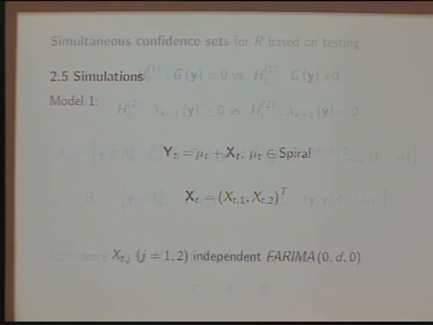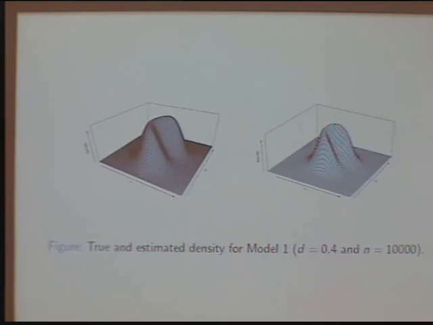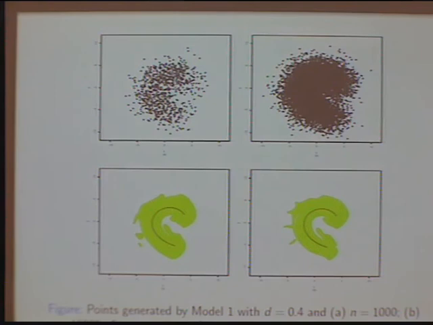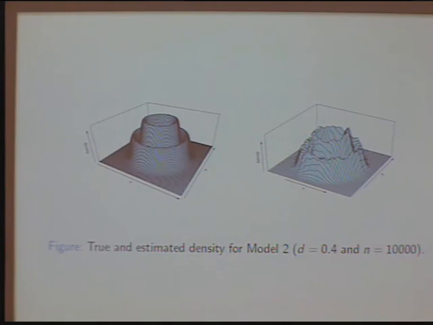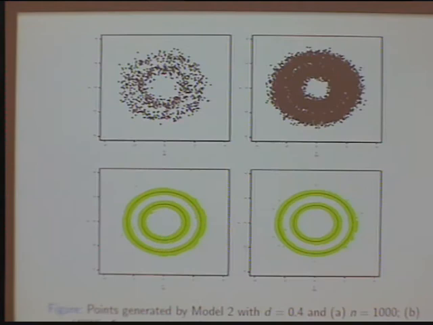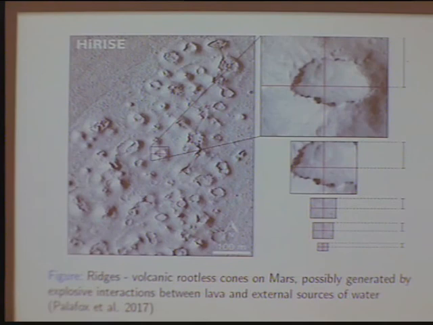So I can skip this. Just a few examples. This is a certain model, and you get such. The red line is the ridge, and this is such a confidence interval or confidence set you get from this. That is another case where you have two rings inside each other, and you get such confidence sets. Okay, and this example, for example, can be motivated by examples like this. These are cones, because that's what we are looking for.